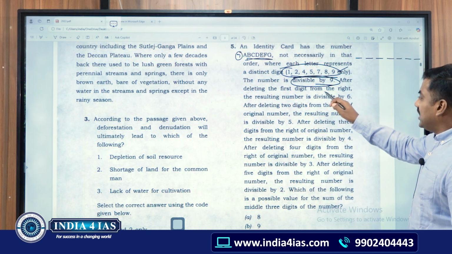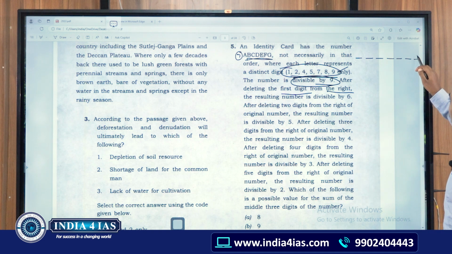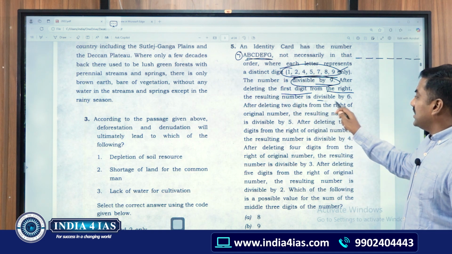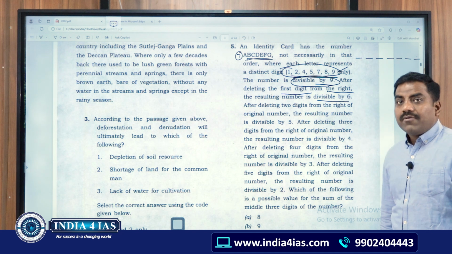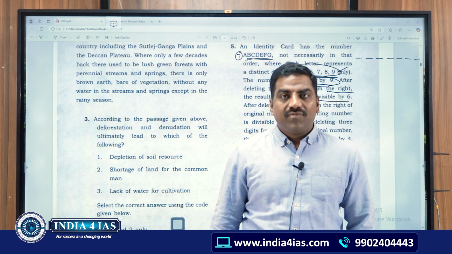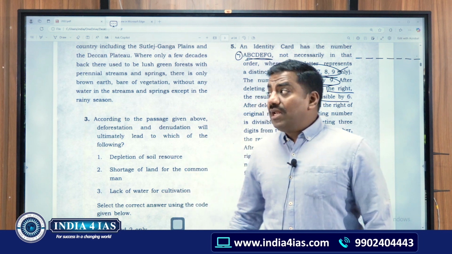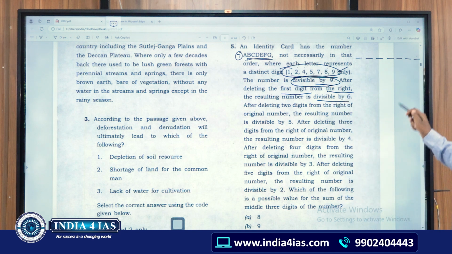Next, after deleting the first digit from the right, the resulting number is divisible by 6. If the resulting number is divisible by 6, first of all, it has to be an even number. Even numbers given here are 2, 4 and 8. So this will be either 2, 4 or 8.